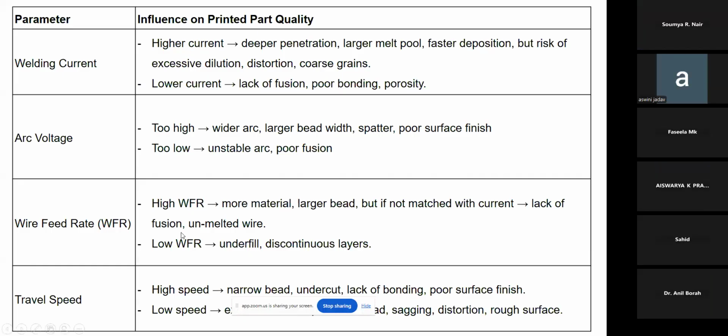And the next one is travel speed. You can relate this to the laser DED scan speed. If you have high speed, bead formation will be narrow. If it is low speed, wide bead formation. And if it is low speed, you will have excessive heat input, which will lead to distortion and rough surface finish. If it is high speed, lack of bonding and poor surface finish is possible, right?